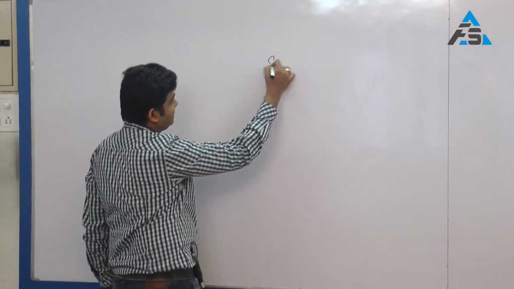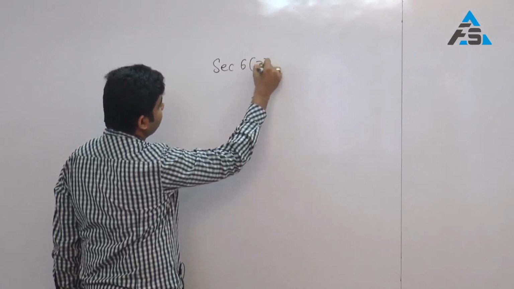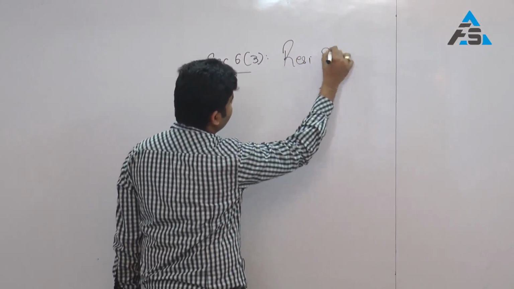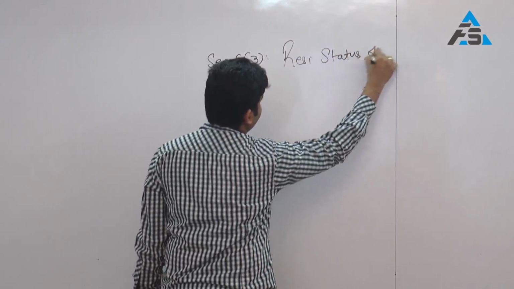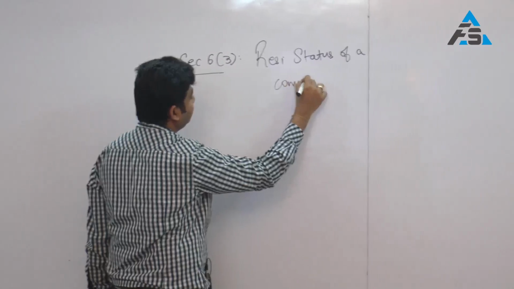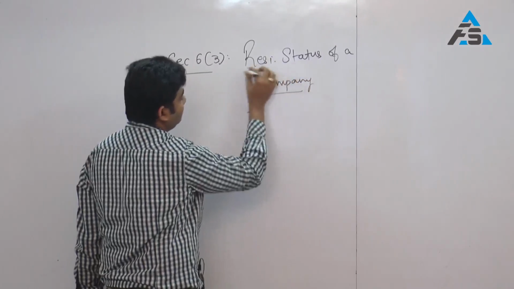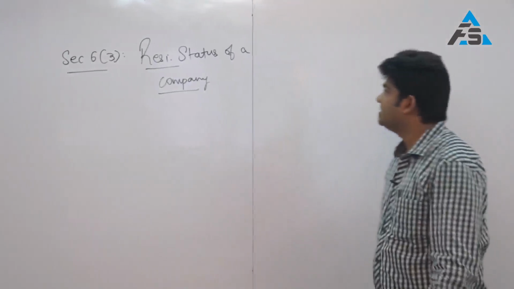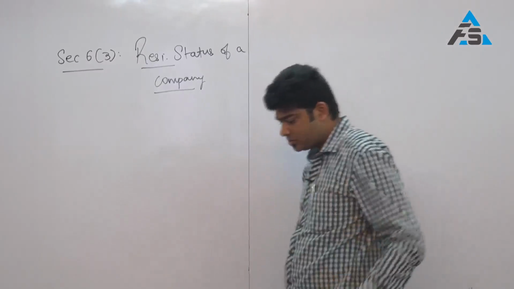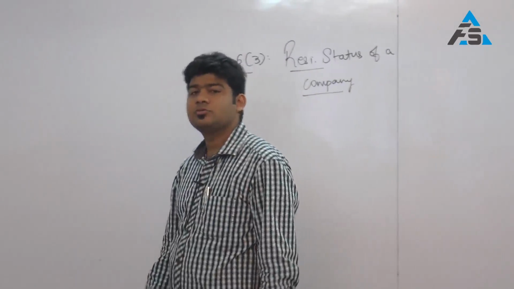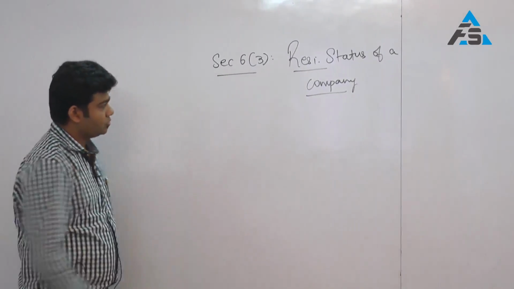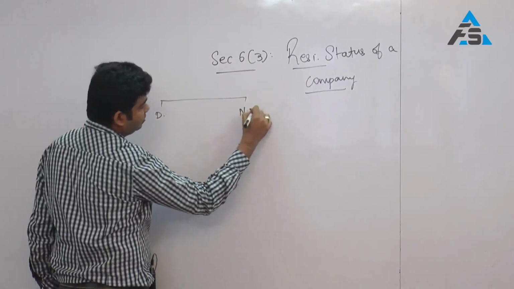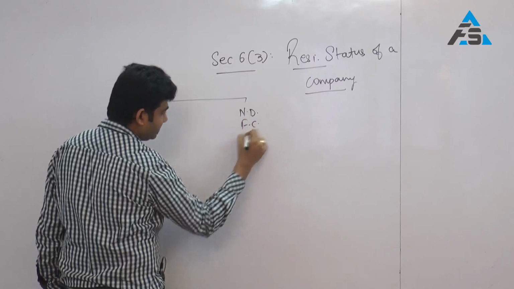Moving on, section 6 subsection 3 has an amendment through Finance Act 2015, residential status of a company. Again, I am using short forms, do not use that in your examinations. I have a different perspective and motto, hope you understand that. So, residential status of a company. Prior to Finance Act 2015, there was a loophole. So what was the loophole? There is a domestic company, and there is a non-domestic company or a foreign company.